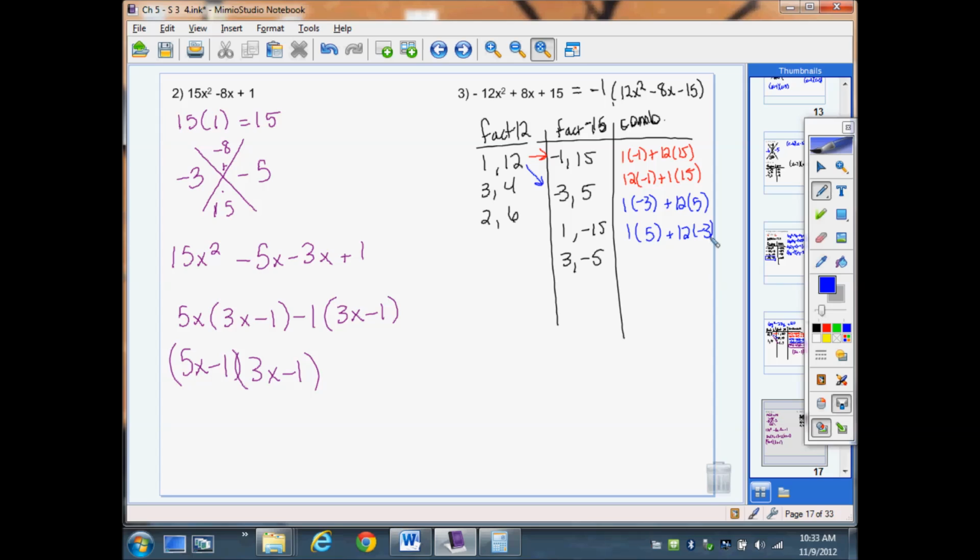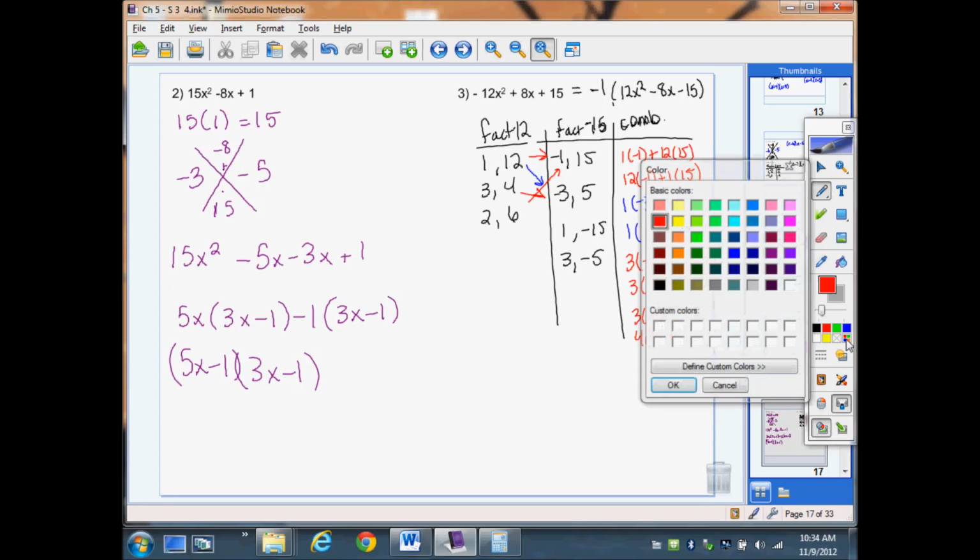Okay. So I'm going to try the next set. 3 times negative 3 plus 4 times 5. That's negative 9 and 20. That gives me 11. That doesn't work. If I do 3 times negative 5 plus 4 times 3, I get negative 15 plus 12. Doesn't work. If I do 3 times negative 1 plus 4 times 15, or 4 times negative 1 plus 3 times 15, also won't work. And if I just switch the signs, I still don't think it's going to work. Do you guys like the grouping yet?